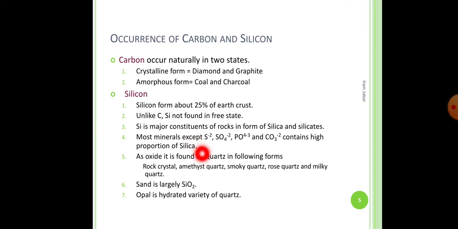In the same way, silica also forms quartz, which is used as precious stones like rock crystal, amethyst quartz, smoky quartz, rose quartz and milky quartz. These stones have different colors, like grey, blue, purple, pink, etc. These different stones are used in making jewelry articles. In the same way, opal is a hydrated variety of quartz.